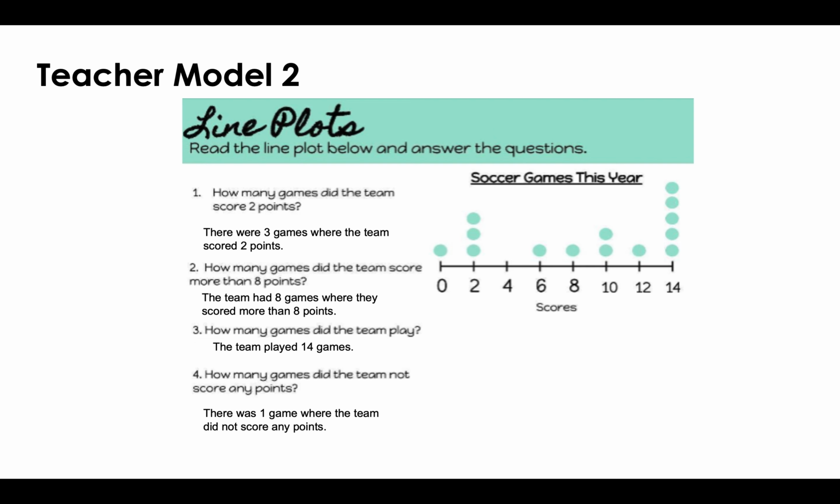How many games did the team not score any points? So there was one game where the team did not score any points, and I did that by looking at the 0, which represents 0 scores, 0 points, and there was 1 dot above it. So there was only one game where their team did not score points.